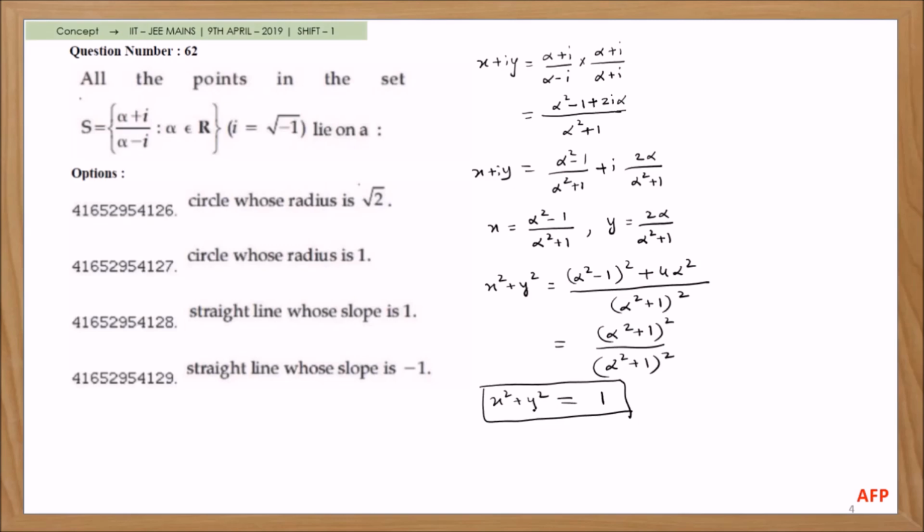This is nothing but a circle equation, a circle with radius 1. So the second option follows.